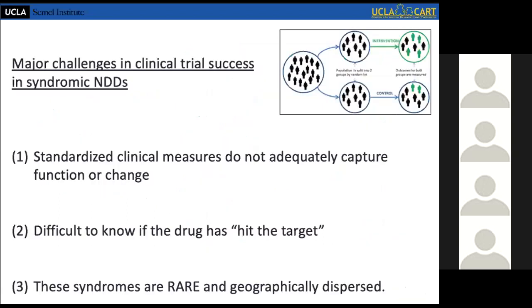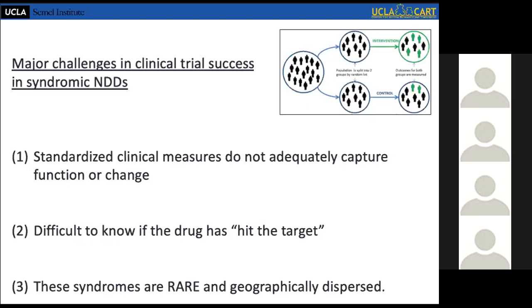Sounds pretty basic, right? Well, there are a lot of challenges actually in that basic design in these syndromic neurodevelopmental disorders. The first is that in these conditions, as I said, this is not just straightforward autism. These kids, and adults, have complex neurodevelopmental disabilities, often with rather significant intellectual disability and other challenges. Our standardized clinical measures often don't adequately capture function or change, right? So that outcome measure in itself is problematic.